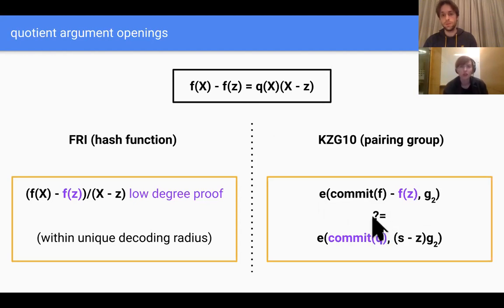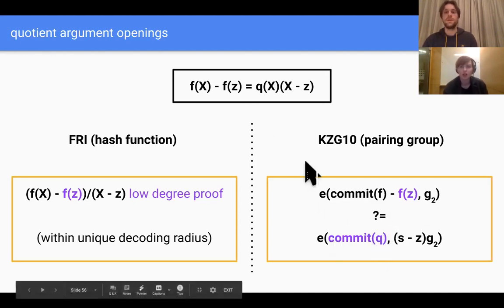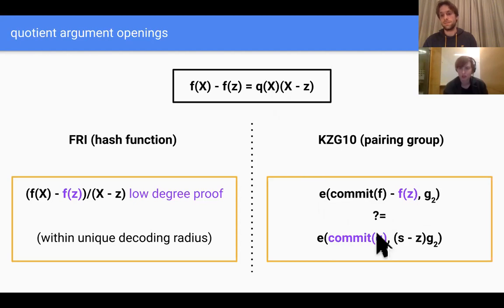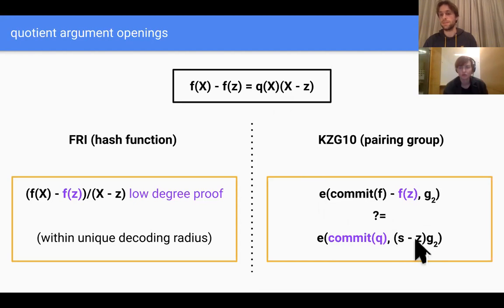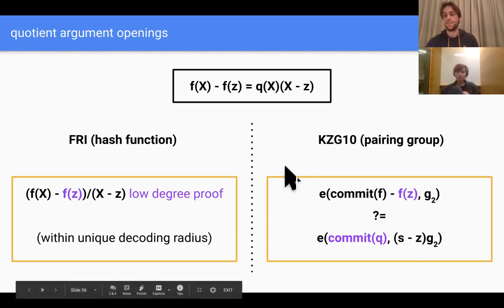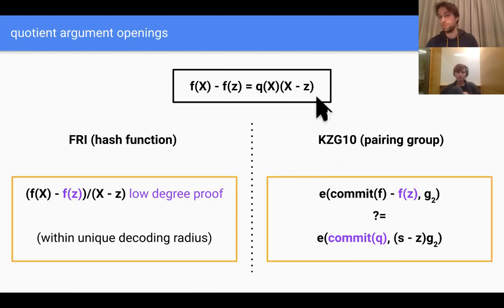Is it equal to q, which is this, times the right-hand side? And the right-hand side is going to be s minus z. S is going to be your secret point in the powers of tau, and so the s here will correspond to the x. Right, so this pairing check immediately proves that the evaluation of f at z is f of z. Does this make sense?